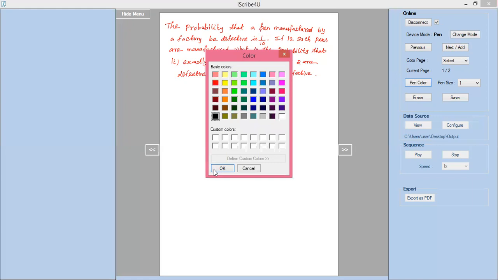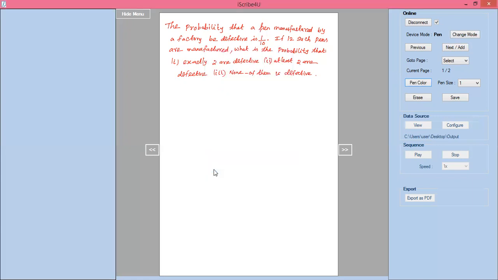Now I'll take the solution. Probability of defective pen. So for the defective pen, p should be 1 by 10, which we will write as 0.1. Probability of defective pen is p equal to 1 by 10, that is 0.1.